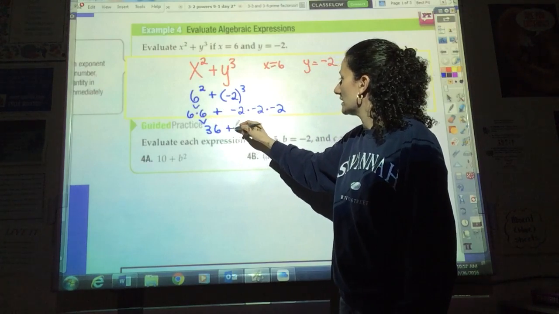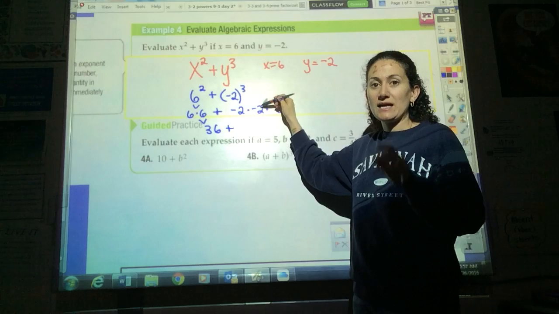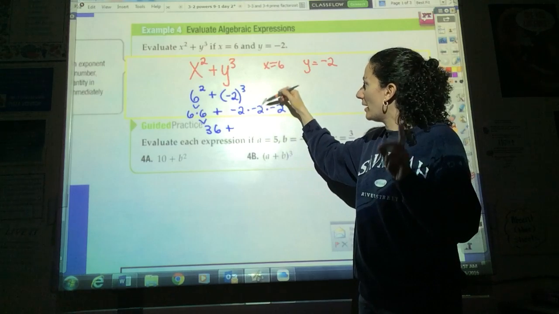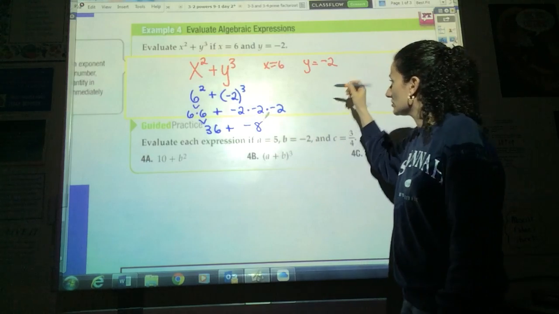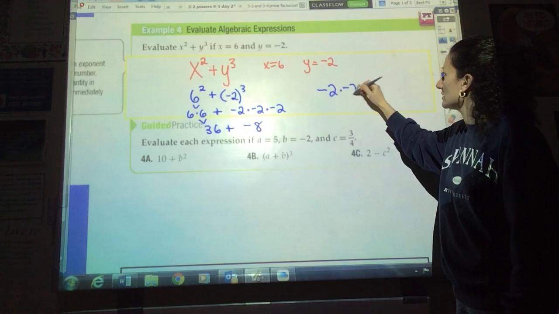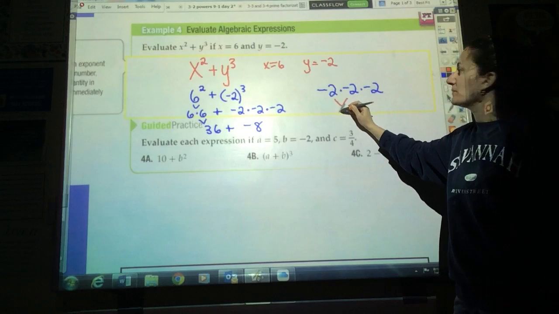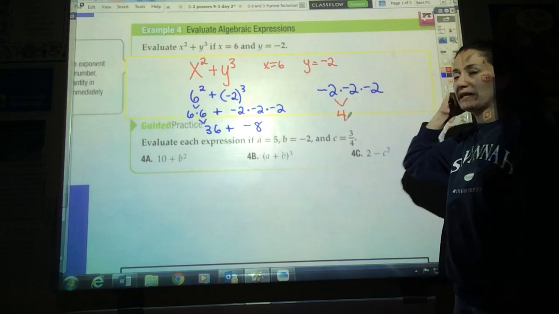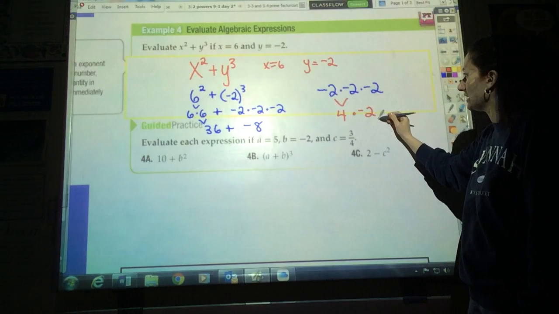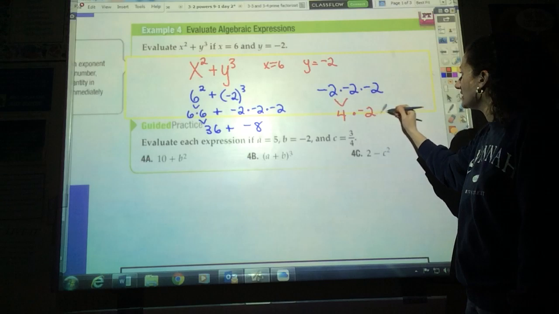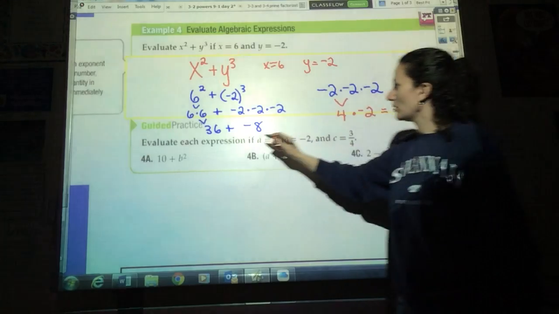I'm going to bring down that plus sign and carefully evaluate this. Negative 2 times negative 2 is positive 4. And positive 4 times negative 2 is negative 8. Let me just write that out for you over here so you can see that slowly. I'll do that again. So negative 2 times negative 2 is positive 4 because a negative times a negative is a positive. And then we take that positive and we multiply it by the next factor, negative 2. And then we have a positive times a negative, and that's why we get negative 8. Okay, let's go back to our problem over here.